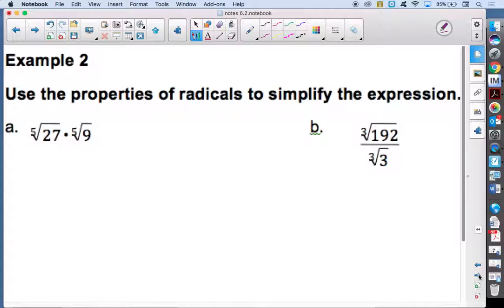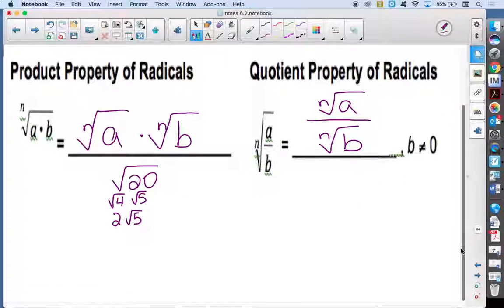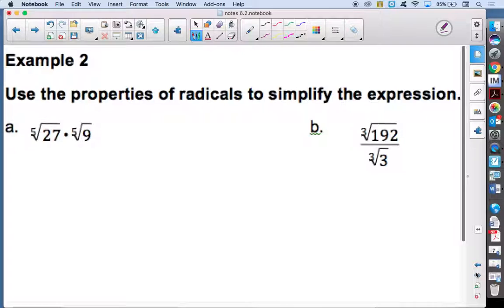So underneath with example 2, it says use the properties of radicals to simplify the expression. So this first one says the 5th root of 27 times the 5th root of 9. That's this property here. Right now we have them separate. But what the property says is that if they're the same root, you can multiply them together to pull them back to try and simplify it as well. So because they're both 5th roots, they're the same type of value. So I could really write this as 27 times 9 under the same radical. Now you don't have to, but that's what the property is really saying that you're allowed to do.